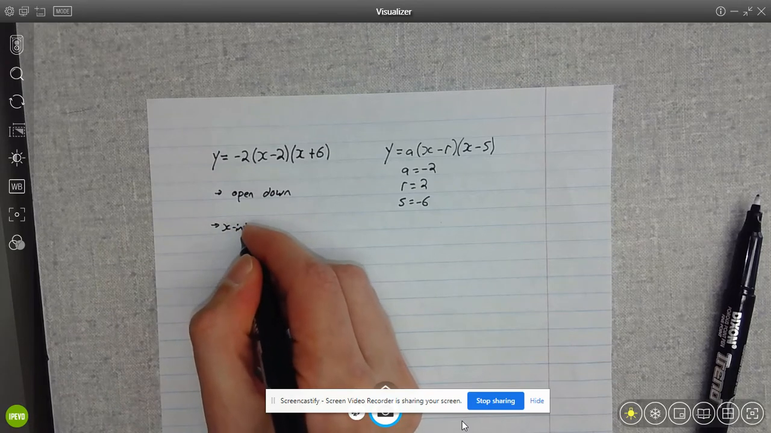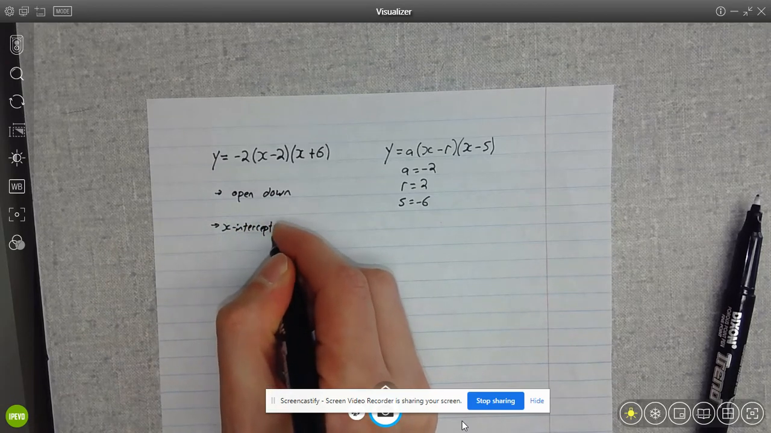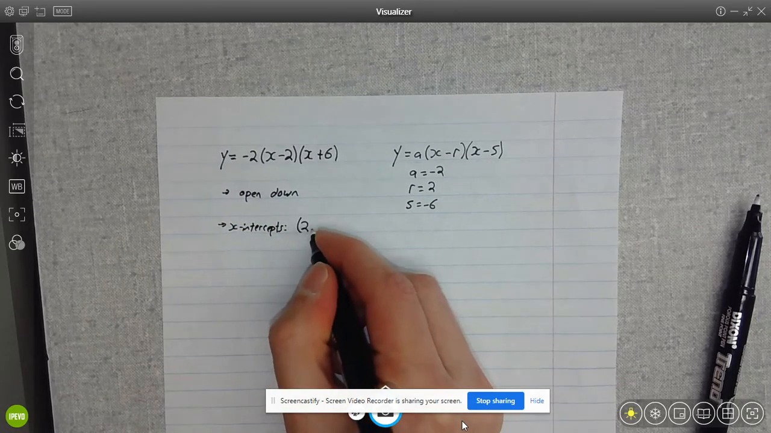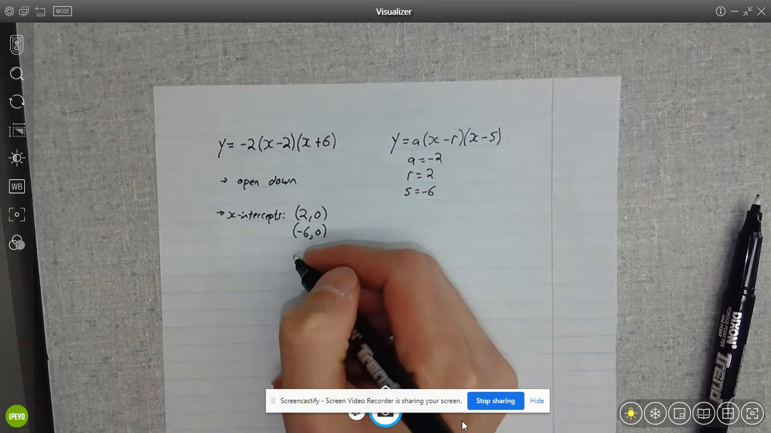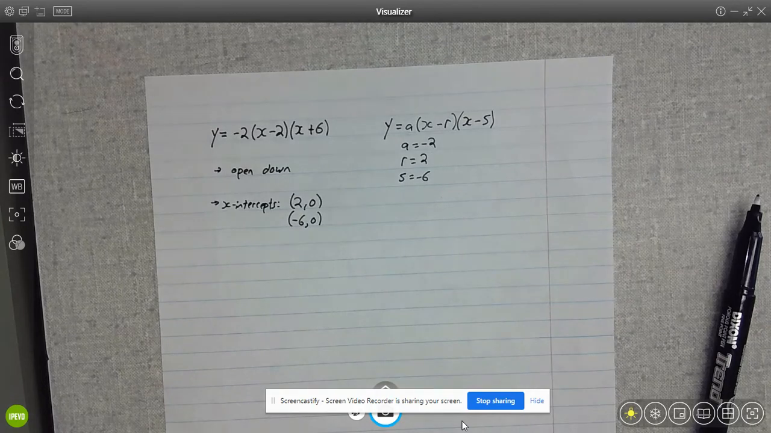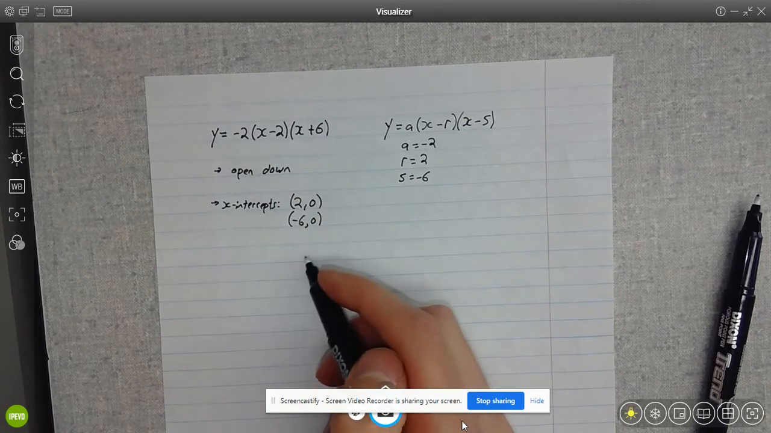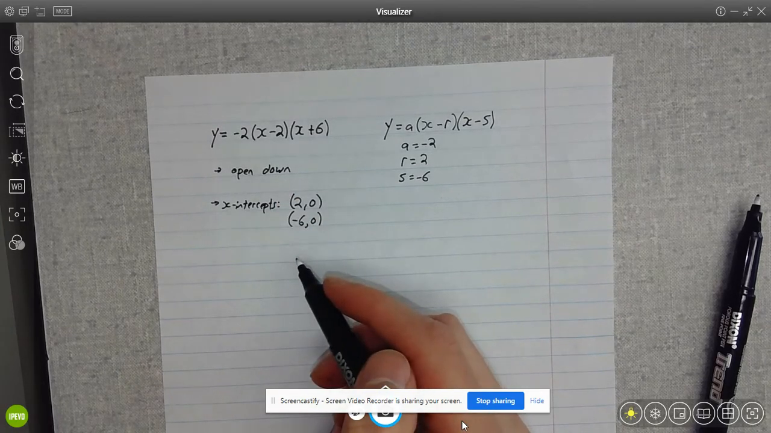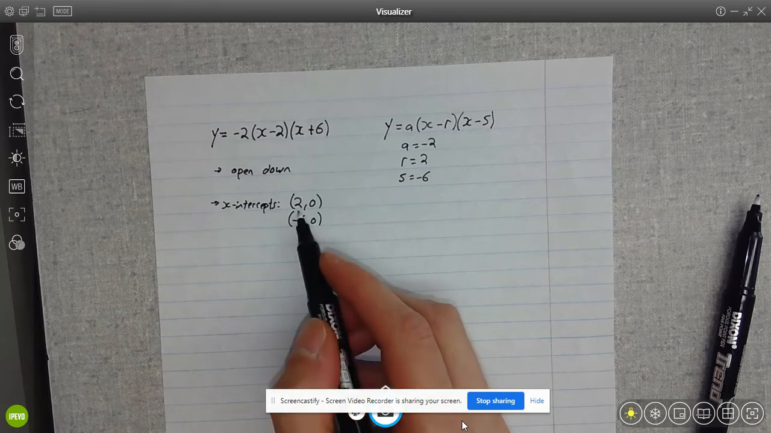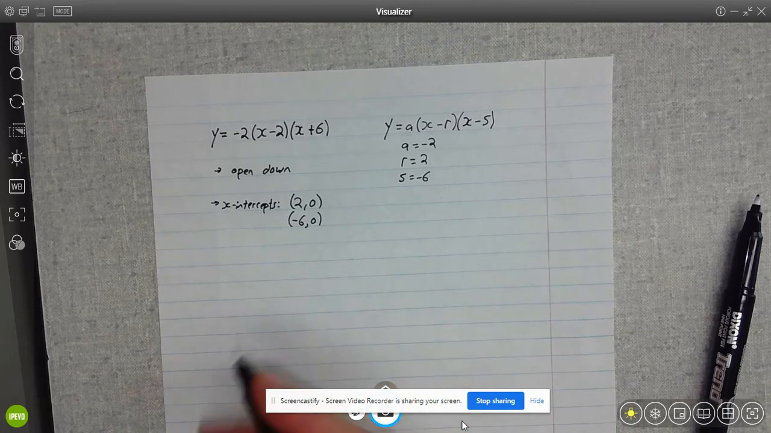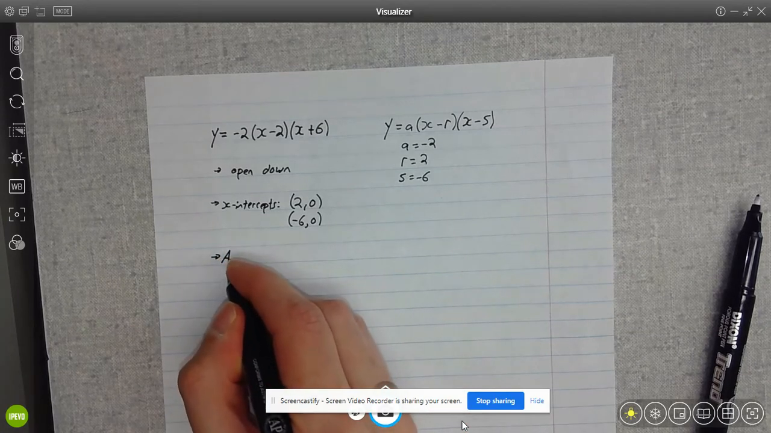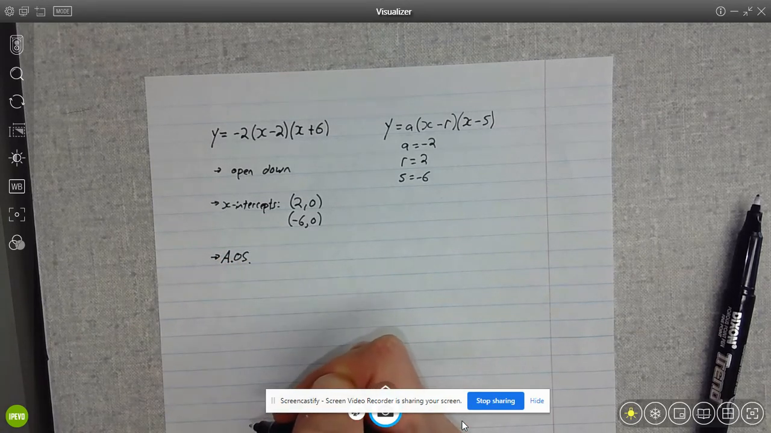So I know that our x-intercepts are going to be (2, 0) and (-6, 0). Okay, so that's a helpful starting point. What else can we find out if I know this information? Well, I know that every parabola is symmetric. So if I know the two zeros, the line through the middle of the parabola, the AOS, is going to be directly in between those points.